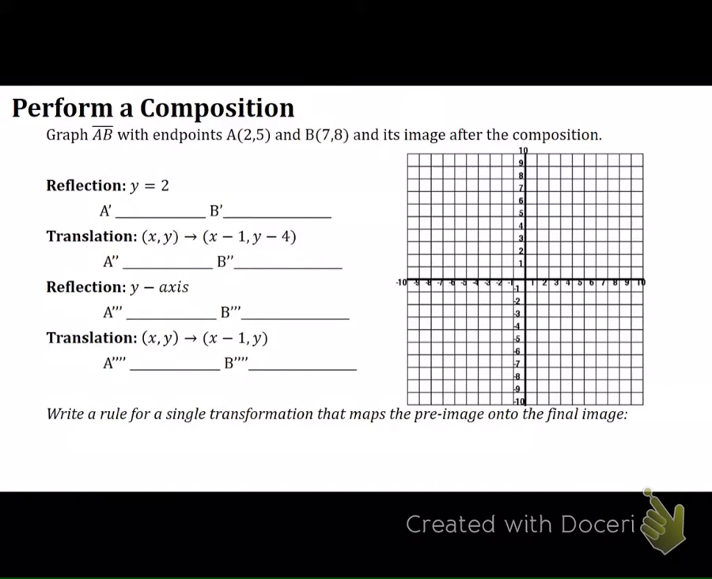So it says graph line segment AB with endpoints 2, 5, and 7, 8, and its image after the compositions here. So 2, 5. And 7, 8. This graph is hard for me to read, so I have to actually literally count all the lines, because I think the numbers are to the left of the line for where they go. Okay, so AB is that line segment there. I'm glad it's just a line segment right now that we're translating.